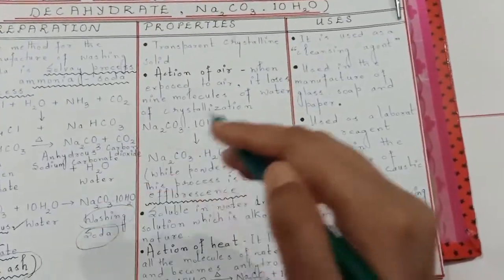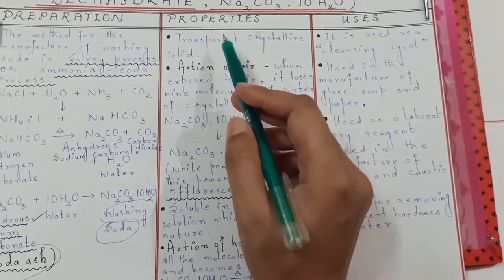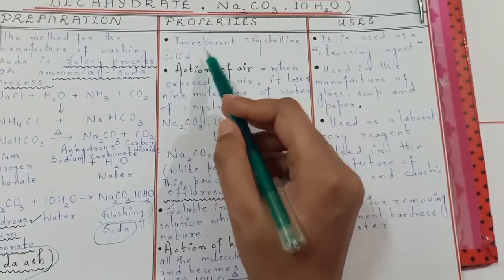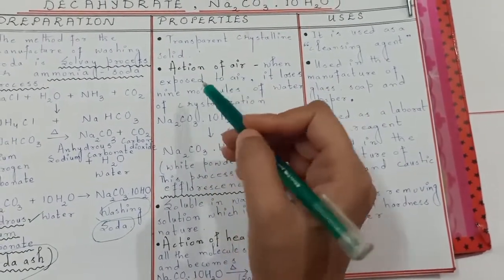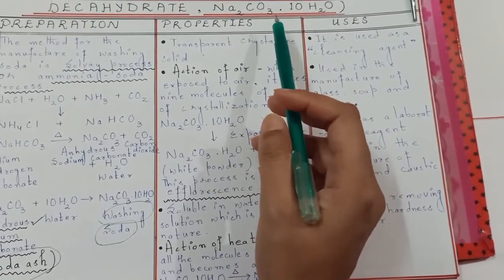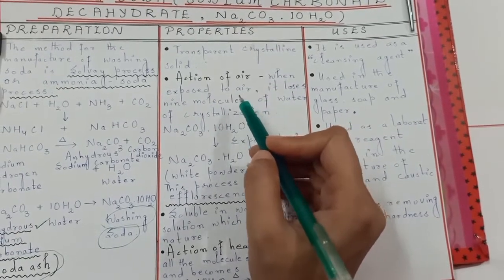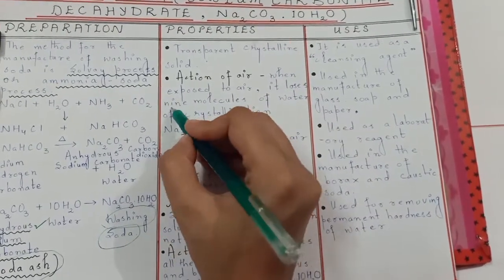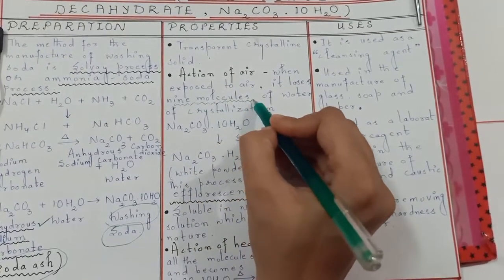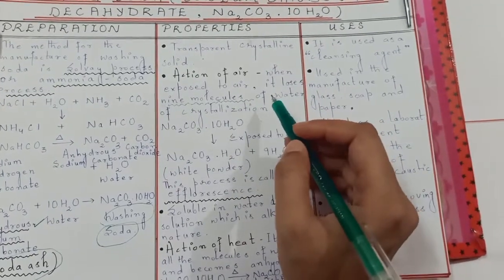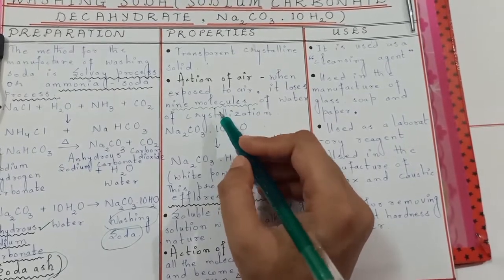Now the next topic within this topic is properties of sodium carbonate decahydrate. So sodium carbonate decahydrate is a transparent crystalline solid. Next, action of air. What will happen to this compound when this is left exposed to air? So when this compound is left exposed to air, then it loses its 9 molecules of water of crystallization. So out of those 10 molecules of water of crystallization, on being exposed to air, 9 molecules are going to be lost.